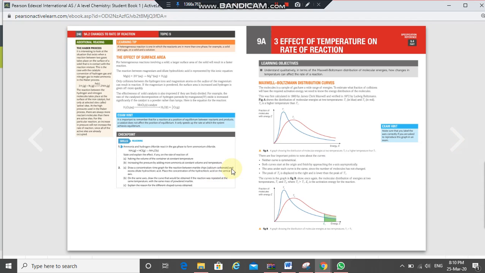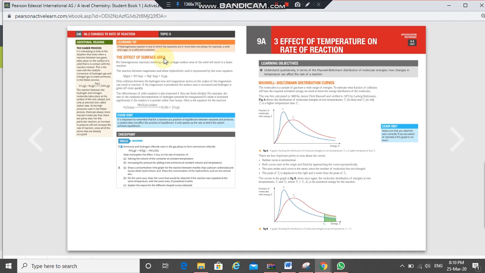Now, the surface area. We are going to talk about this factor when we have a heterogeneous reaction. What's the meaning of heterogeneous reaction? It means the reactants are in different phases. It means we are going to react a solid with a gas, or a solid with a solution. Different phases give me a heterogeneous reaction. This heterogeneous reaction shows us the effect of surface area.